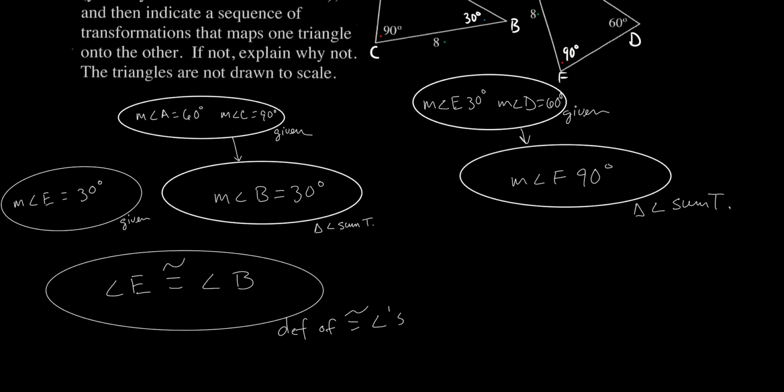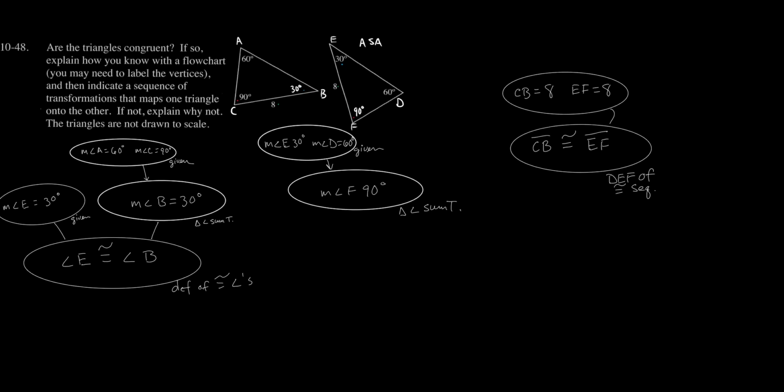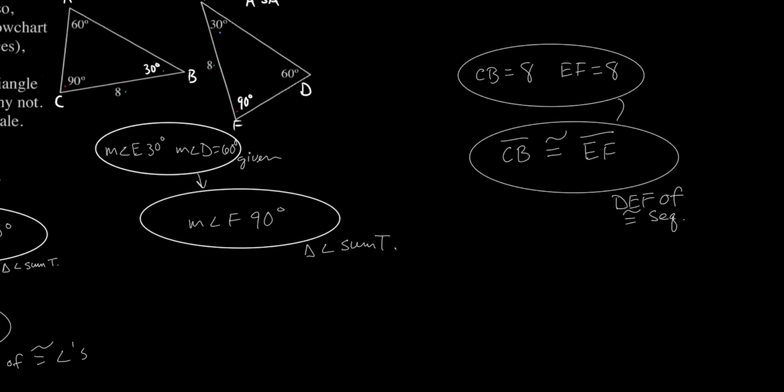Now this requires that E and B both be the same measurement, and they are, right? They're both 30 degrees. So now we've got a pair of congruent angles. We've got our pair of congruent sides. We just need one more pair of congruent angles, and then we can put the whole thing together. And what we need is to point out that the measurement of angle C is 90 degrees. So I'm going to put this right here. The measure of angle C is 90 degrees. That was given on the diagram.